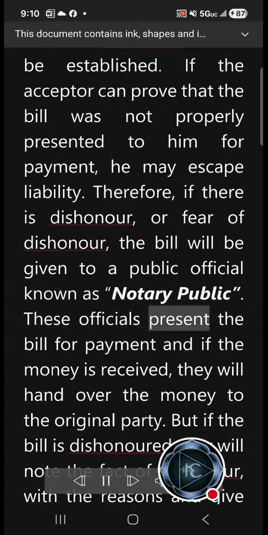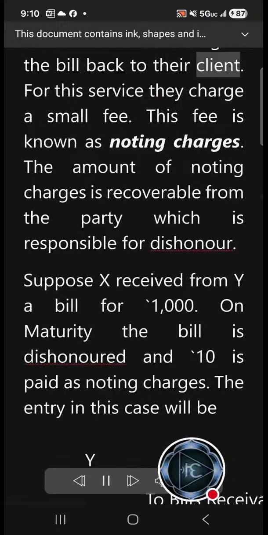These officials present the bill for payment, and if the money is received, they will hand over the money to the original party. But if the bill is dishonored, they will note the fact of dishonor with the reasons and give the bill back to their client. For this service, they charge a small fee. This fee is known as noting charges. The amount of noting charges is recoverable from the party which is responsible for dishonor.